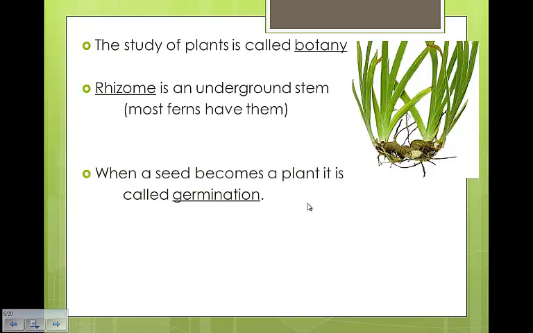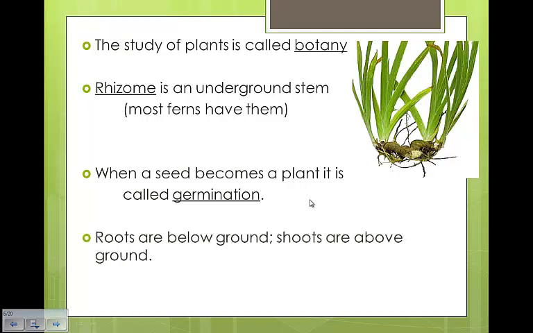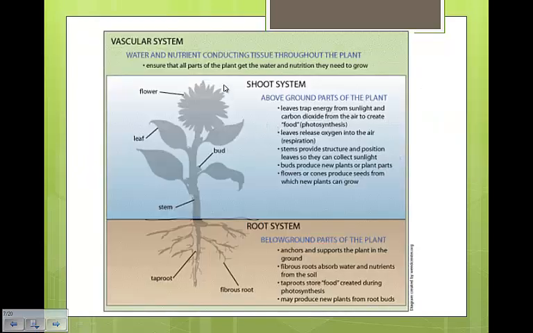All right, so when a seed becomes a plant, it's called germination. And it's not germinated until it becomes a plant. It's still a seed. And typically, we say that roots are below ground and shoots are above ground. Here's a good picture. So here's the shoot system, and this is all the above ground part.